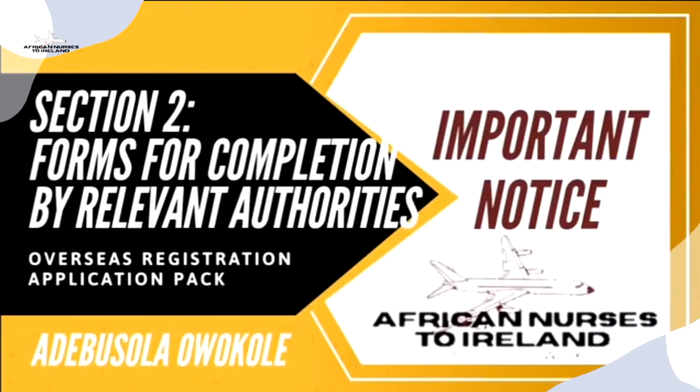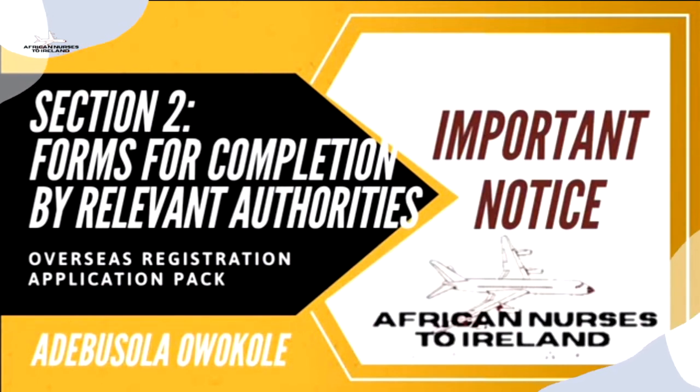Section 2 is actually talking about forms for completion by relevant authorities. I'm going to be explaining more in details about this section in the next video, because I'm going to be talking about step 3 of the NMBI application process. So section 2 includes a series of forms which you need to send to relevant authorities so they can complete and return them to NMBI. It's important for you to note that NMBI cannot accept completed forms from section 2 from you personally, from yourself as an applicant. Instead, the relevant authorities must return those completed forms directly to NMBI.